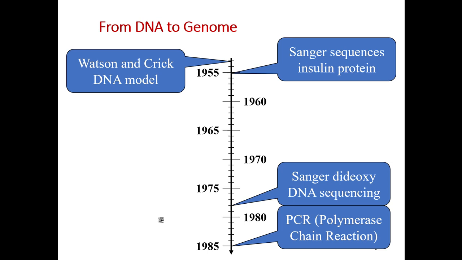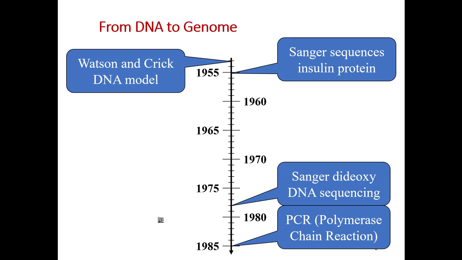Then in 1977 again, he discovered a method for DNA sequencing, which we call Sanger's dideoxy DNA sequencing method. And there was another method also developed during the same time, the Maxam and Gilbert method. It was a chemical method of DNA sequencing. So again, Frederick Sanger received the Nobel Prize in chemistry for the discovery of a DNA sequencing method.